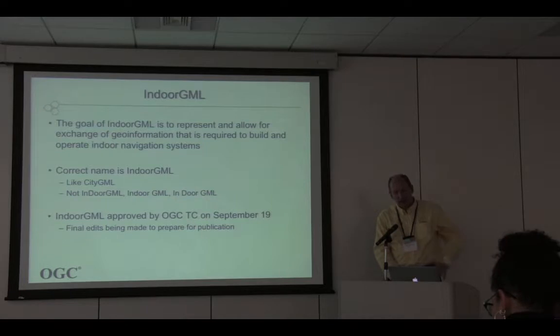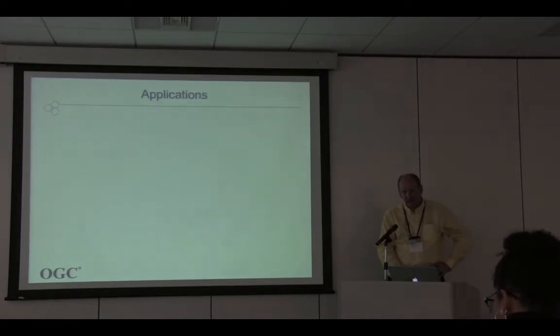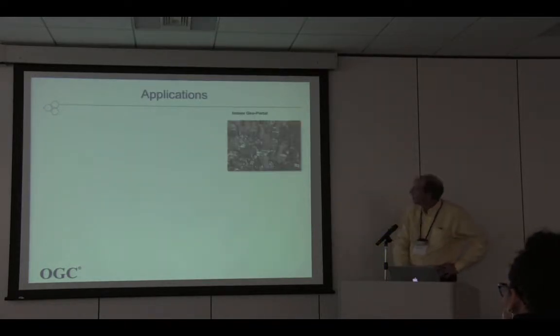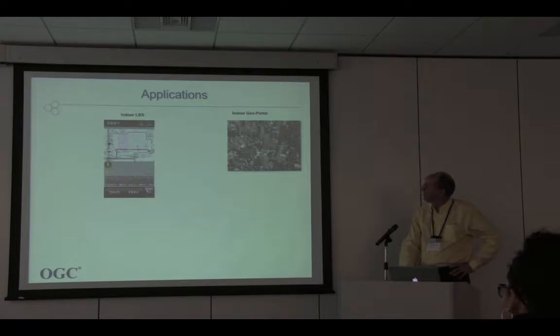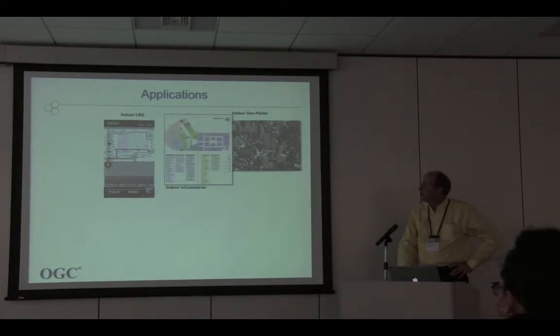So, IndoorGML exists. What does it do for us? It gets after some of these applications: Indoor Geo Portal, Indoor LBS, so turn-by-turn navigation inside is very much doable, achievable. Now we need to do it in an interoperable, open fashion. We need the indoor venue maps, a lot of which are coming from indoor commerce.